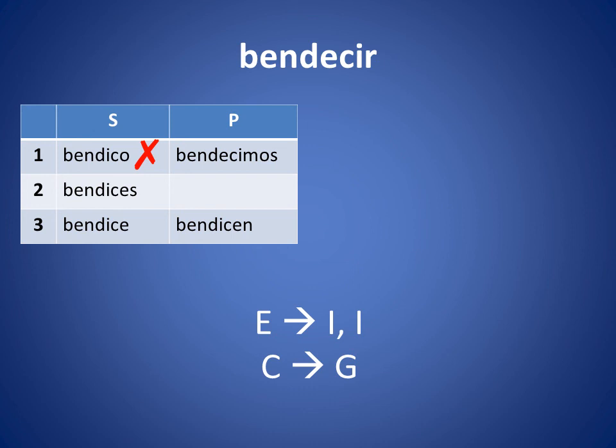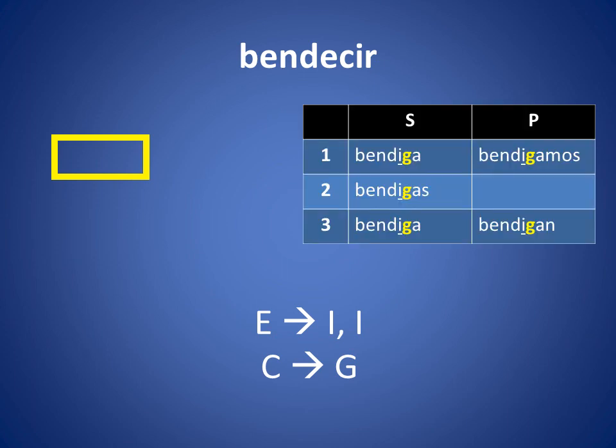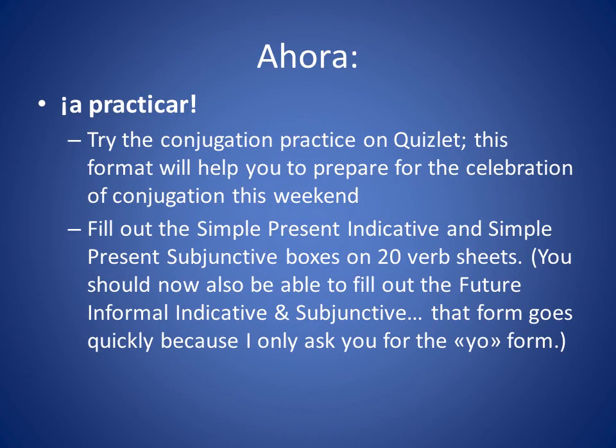So you're going to see the stem of that first person singular form in the simple present indicative preserve the stem change. I apologize. And in that little yellow box, you're going to see yo bendigo. And that's what you're going to use to form all of the simple present subjunctive forms. You're going to keep the I, and you're going to have the G. So, with all of that in mind, a practicar.